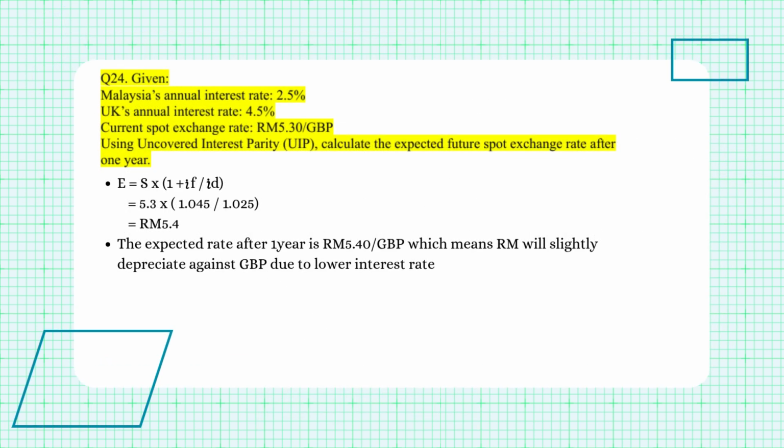Using uncovered interest parity (UIP), calculate the expected future spot exchange rate after 1 year. So the formula for the expected exchange rate is the spot rate times (1 plus the interest rate of foreign over 1 plus the interest rate of domestic). So 5.3 times 1.045 divided by 1.025. So we will get RM 5.40. The expected rate after 1 year is RM 5.40 to 1 British pound, which means RM will slightly depreciate against the British pound due to the lower interest rate.